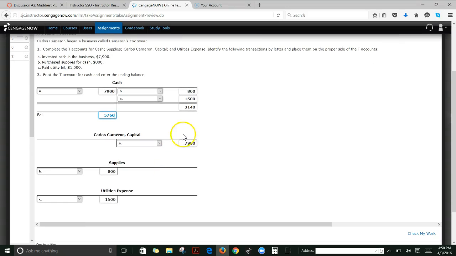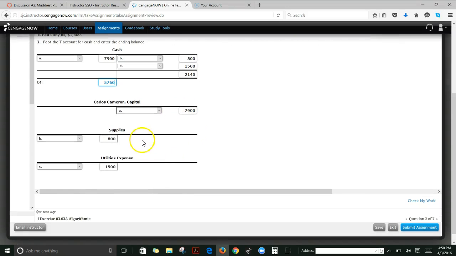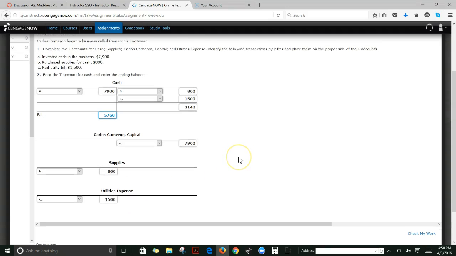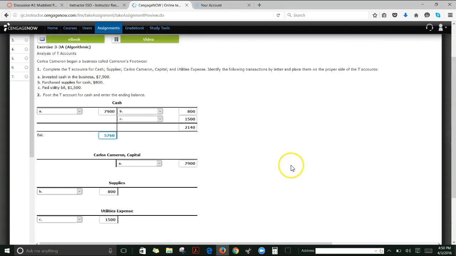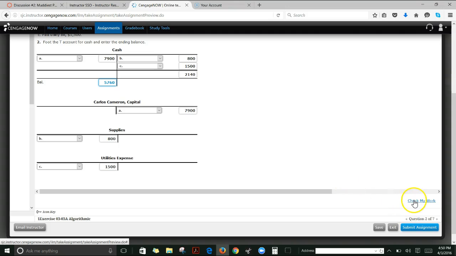For capital, we only had one effect, so we don't have to do anything there. Supplies and utilities is the same way. So we only had to foot the first account. And check your work.